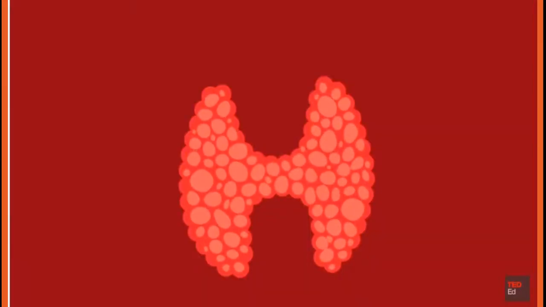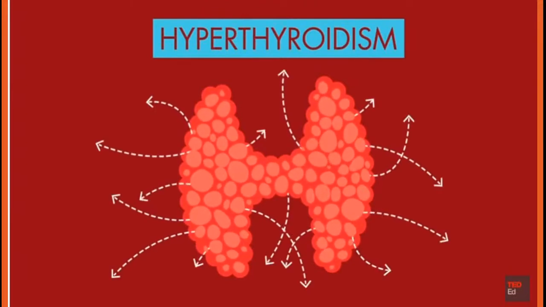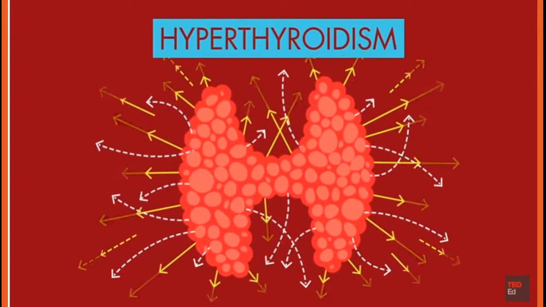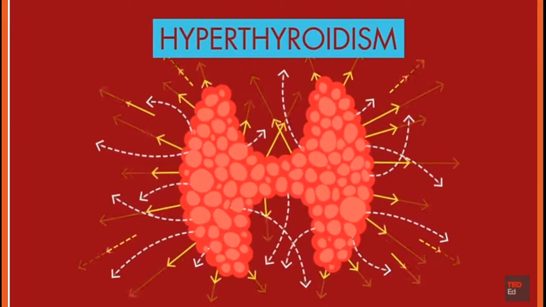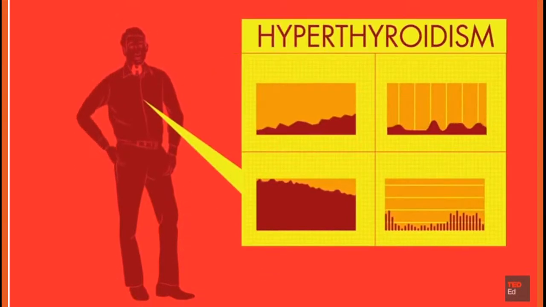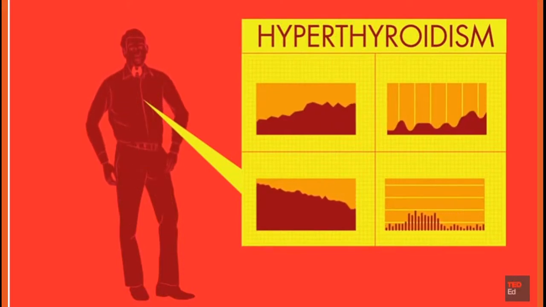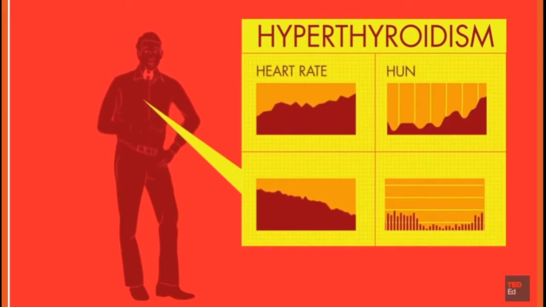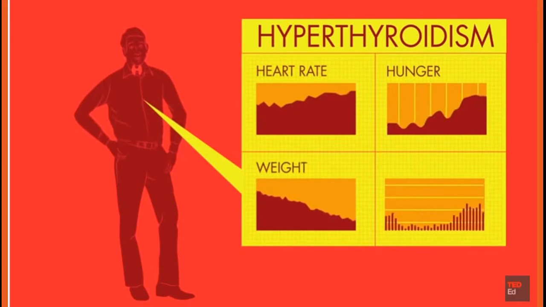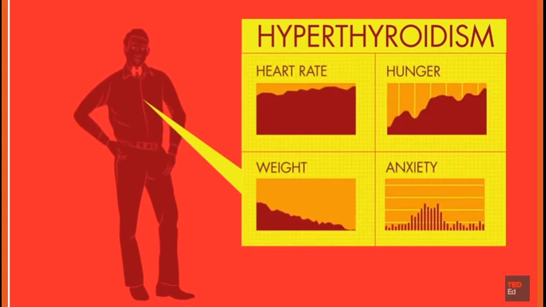The first problem this causes is hyperthyroidism, which happens when the organ sends out too many hormones. That means the cells are overloaded with instructions to consume nutrients and oxygen. They become overactive as a result, meaning a person with hyperthyroidism experiences a higher metabolism, signaled by a faster heartbeat, constant hunger, and rapid weight loss. They also feel hot, sweaty, anxious, and find it difficult to sleep.